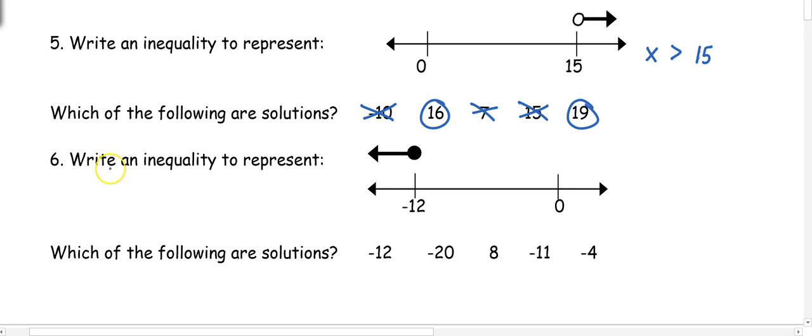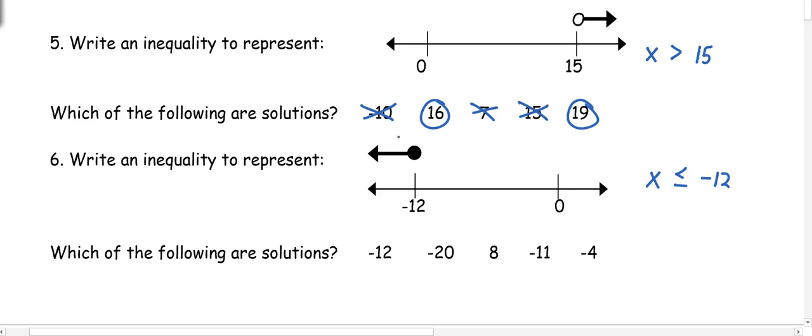So in number 6, write the inequality below. So in this case, we have our variable and negative 12. This time it's going to be a less than sign because we're shading to the left. And we're going to put a bar underneath it because of a closed dot.